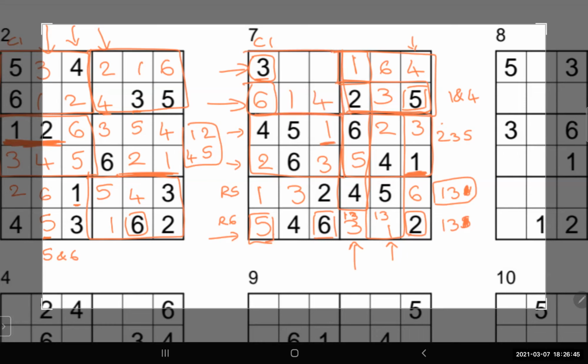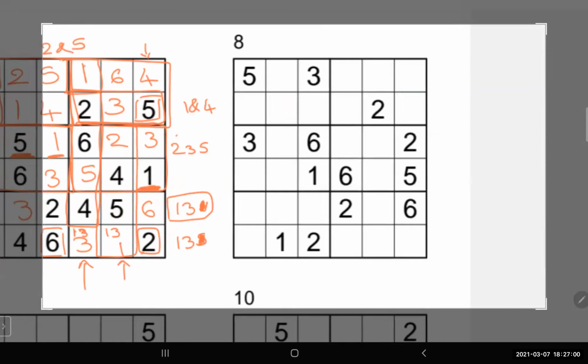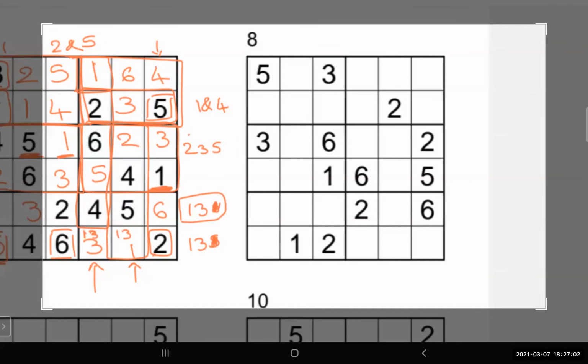Now what are the missing numbers in this grid? 1, 3, 4, 6. 5, 2, sir. 2 and 5. You have 5 here, right? So after the 3, 2, sir. Good. So shall we try? Can you try this without guessing now, Dinesh? We'll try, sir. Okay, great.